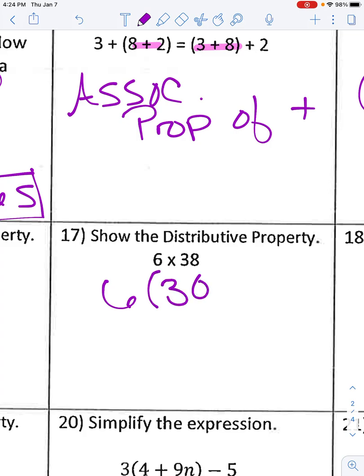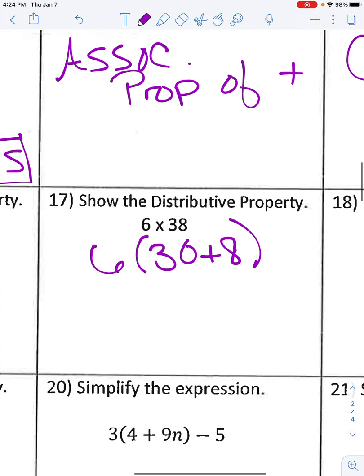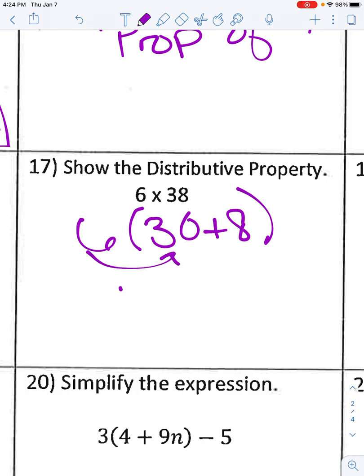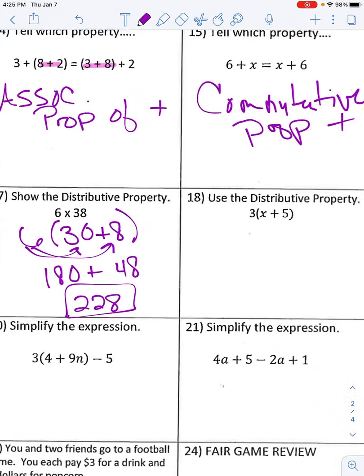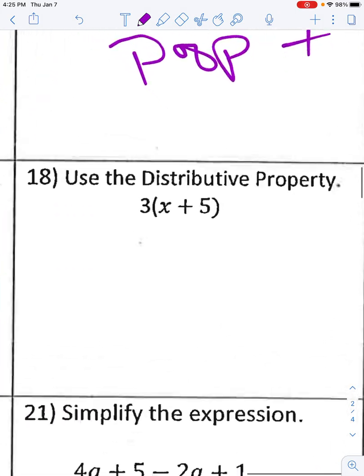Show, using the distributive property. I'm going to break down the 30 into a base 10 number and 8, 30 and 8. 6 times 3 is 18, so 6 times 30 is add a 0, 180. And 6 times 8 is 48. Add the two together to get 228.